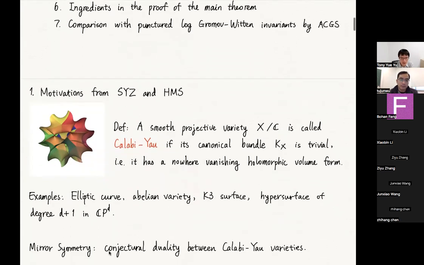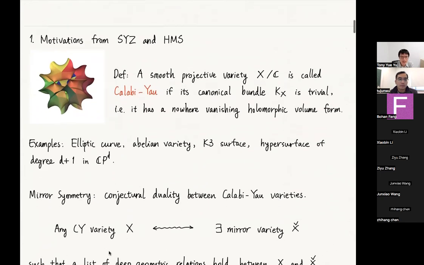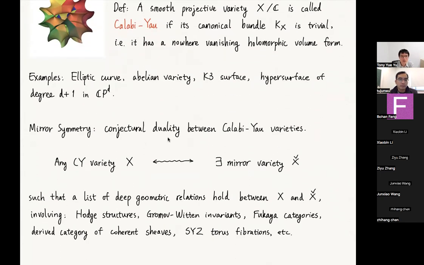CP^d, for example. Then mirror symmetry is a conjectural duality between Calabi-Yau varieties. Roughly, it predicts that for any Calabi-Yau variety X, there exists a mirror variety, X check, such that a list of deep geometric relations hold between X and X check. It involves Hodge structures, Gromov-Witten invariants, Fukaya categories, derived category of coherent sheaves, SYZ torus fibration, etc.